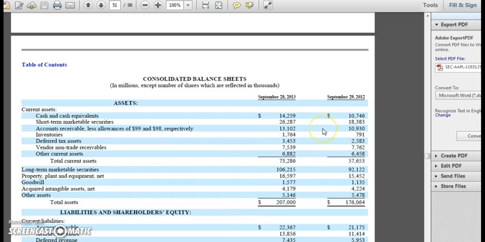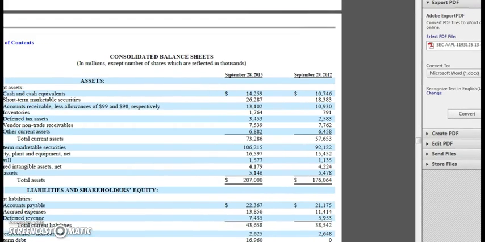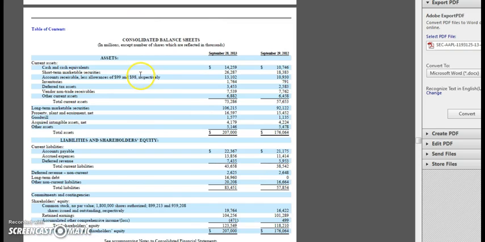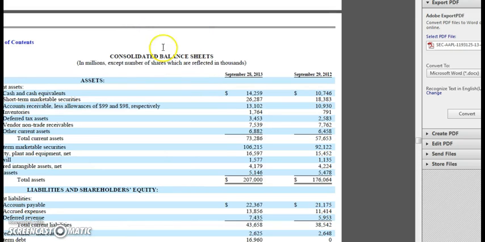Okay, here is Apple. I've said, please look at their cash equivalents. Their current assets is 14, and their short-term marketable securities is 26. So let's say it's 40.